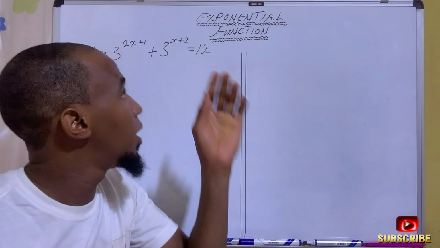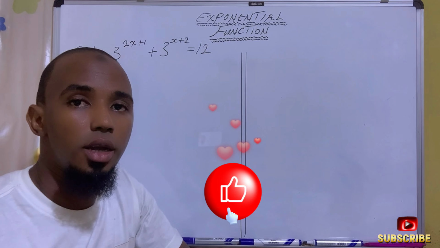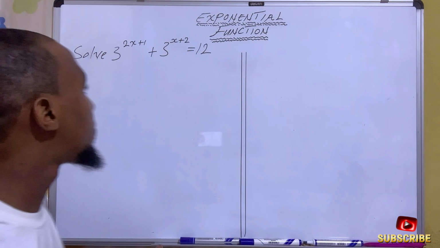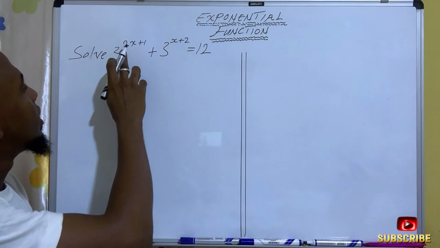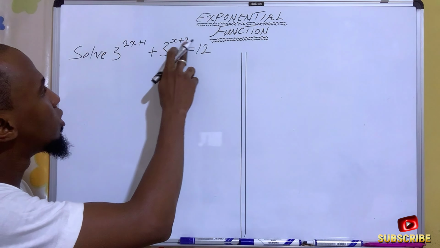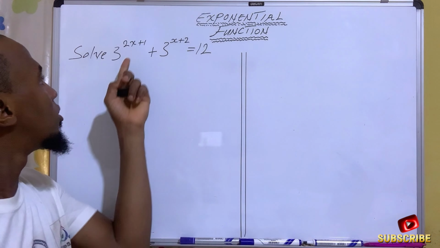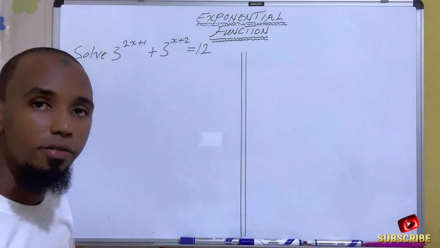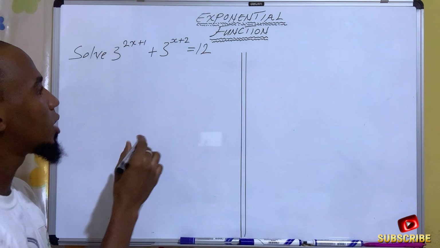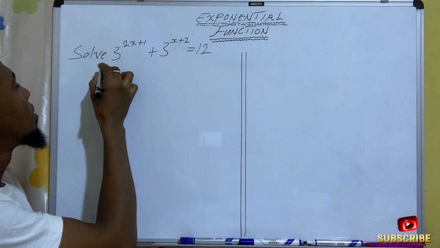Okay, we are to continue solving questions on exponential functions, and we have a very nice question here to solve. Now let's continue. We have here 3 to the power 2x plus 1 plus 3 to the power x plus 2 equals 12. So basically we are to solve for the value of x, which is also found within the exponents here. Now there we go, we have the solution.